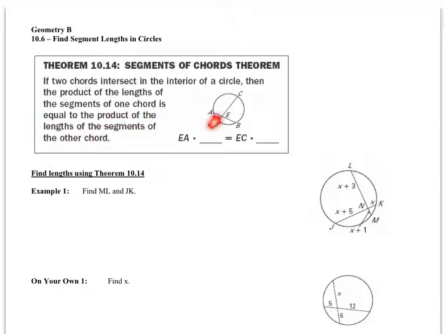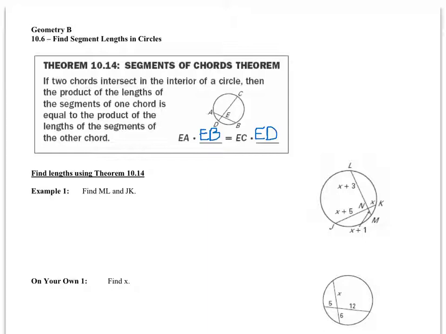So for this chord, if you multiply this segment times this segment, it equals this segment times this segment. So for our equation there, it's EA times EB equals EC times ED. So let's use theorem 10.14 here.